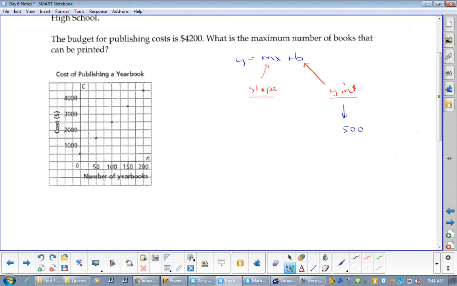What is the slope? Now we can do slope anywhere we want, but I'm going to do the biggest one that I can right there. Now what is my rise? So rise is 4,000. What is the run?